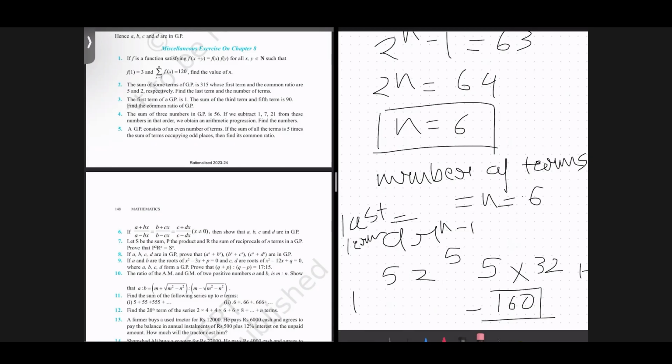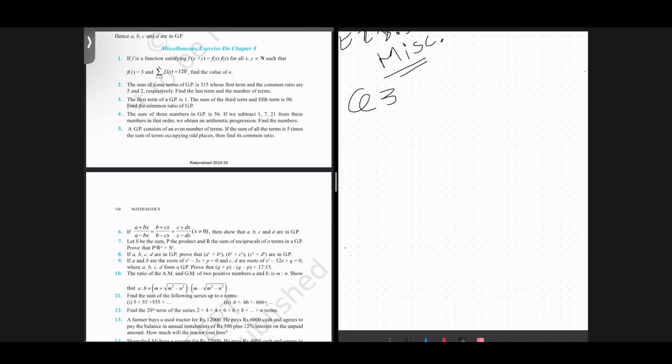Moving ahead, in question number 3, you have the first term of the GP is 1. The sum of the third and fifth term is 90. Find the common ratio of the GP. The third term is going to be a r^(n-1), and that's going to be a r^2.